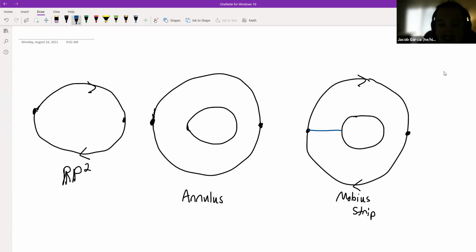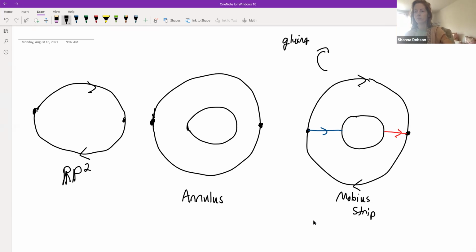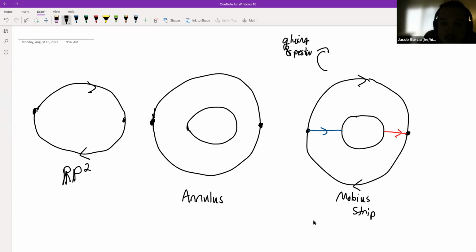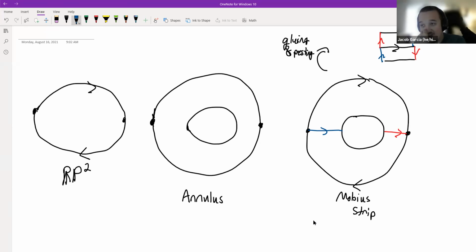Yeah, so the way that I do this is that I cut out these edges here, and then I do some gluing and pasting to put the black marked edge in the middle, and you'll get blue, blue, red, red, sorry, the opposite orientations. Yeah, you'll get something that looks like this.